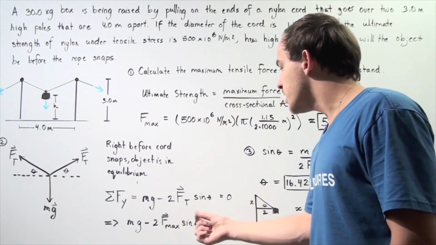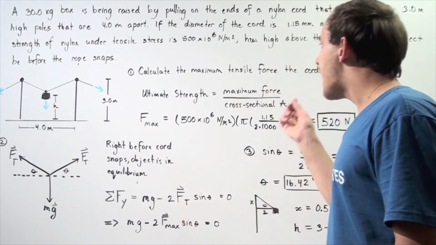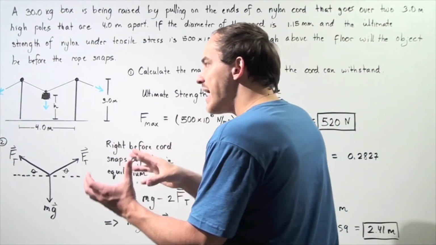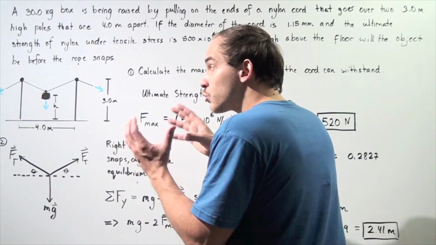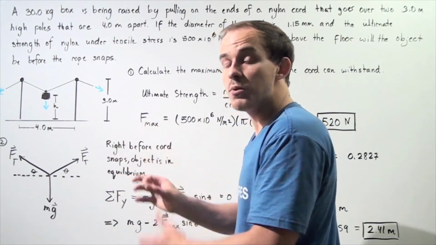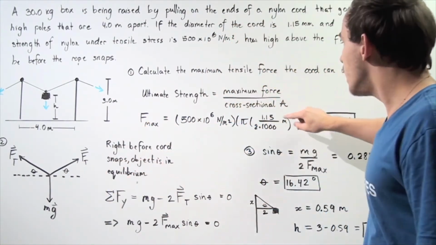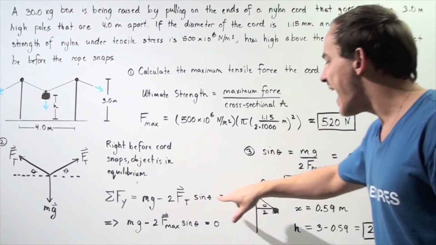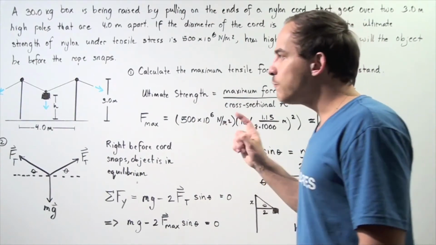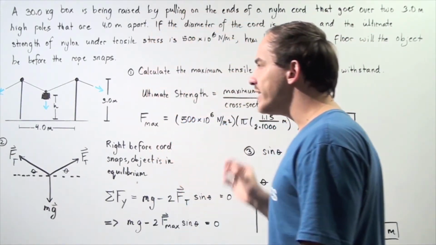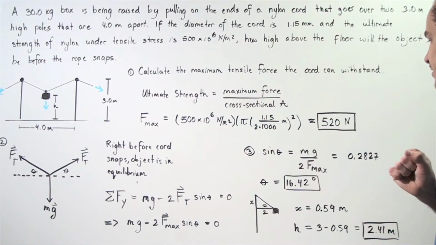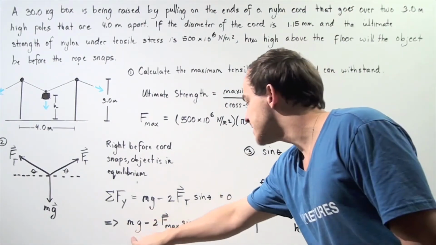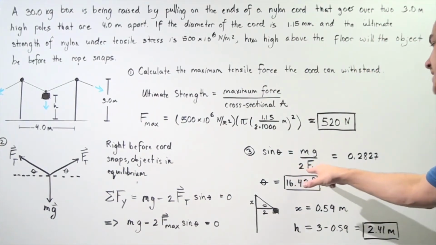Now, notice we can replace Ft with F maximum. In other words, we're trying to find the situation right before the rope will snap. So we plug in F max for Ft, and now in step 3 we can solve for the angle. If we find what the angle is, we can find what the height is, as we'll see in just a moment. So sine of the angle theta is equal to m times g divided by 2 times F max.